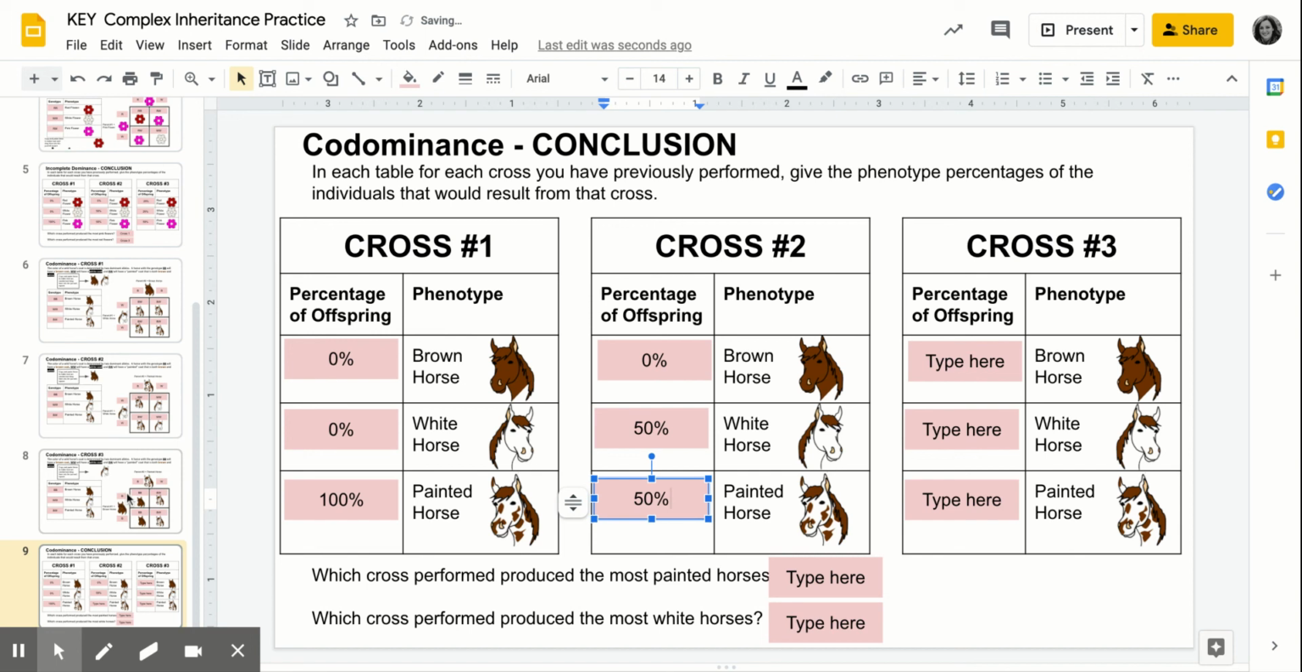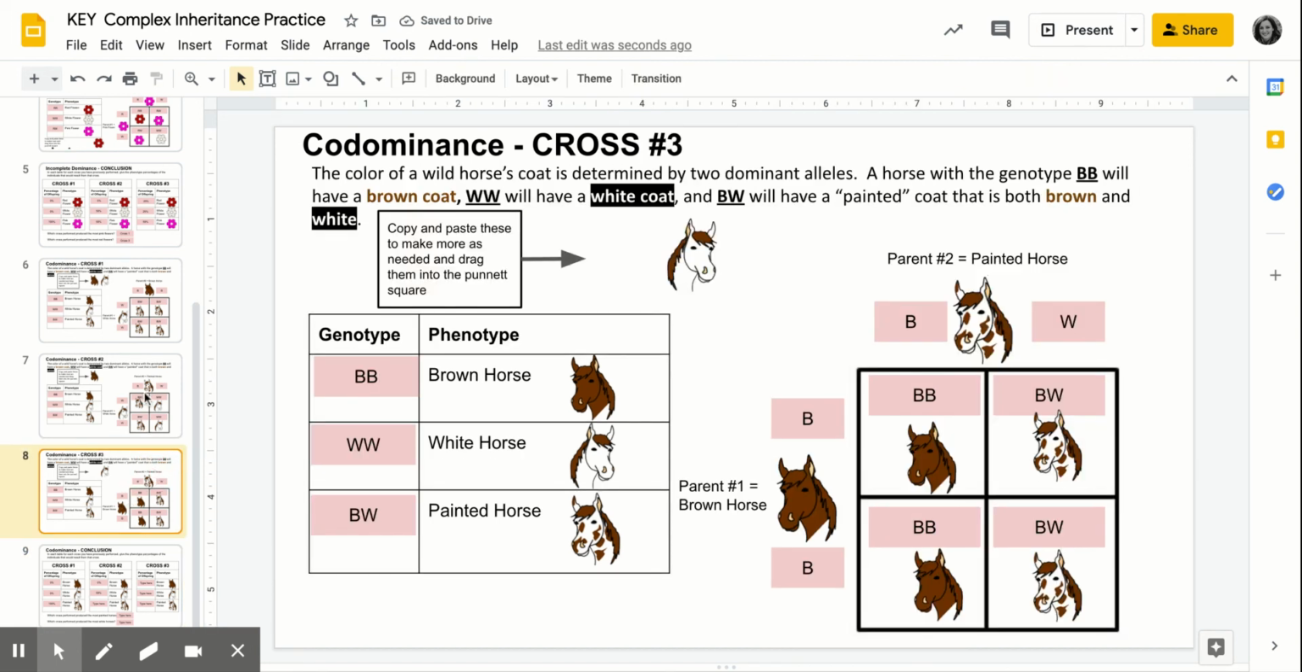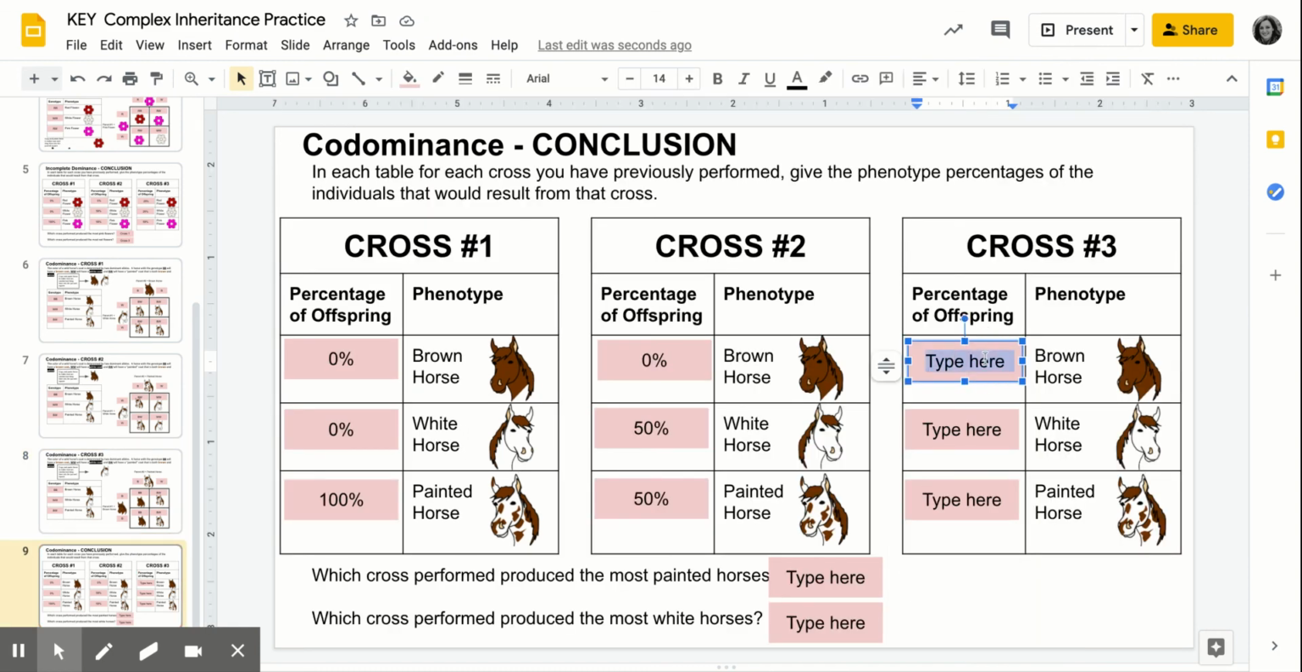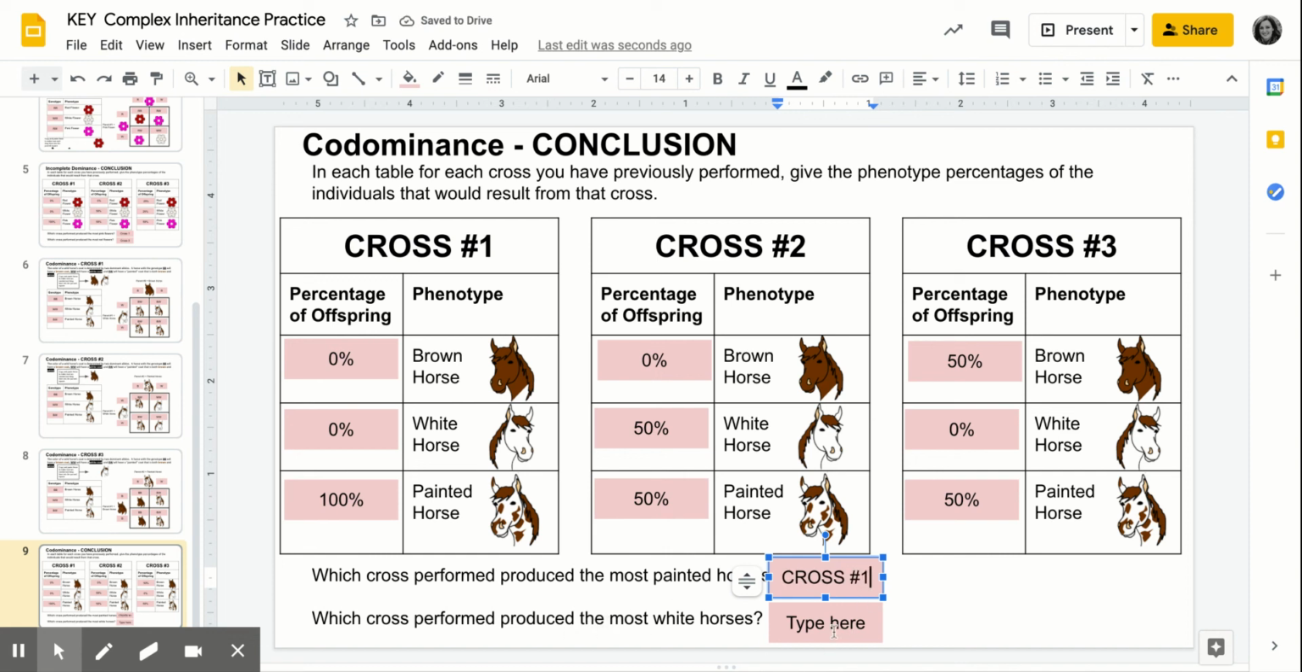And last but not least, in cross number three, we have 50% brown and 50% painted, but we've got 0% white. Now we're going to answer a couple questions. Which cross produced the most painted horses? So you're going to look right here. Cross one. And which cross produced the most white horses? Cross number two.